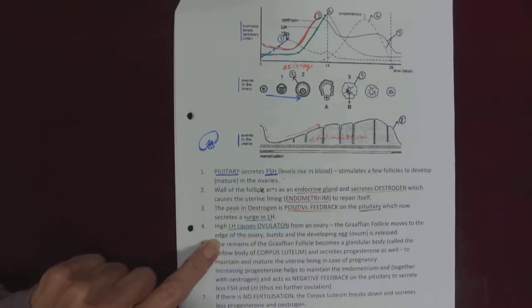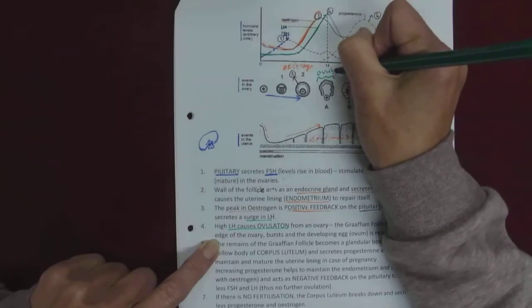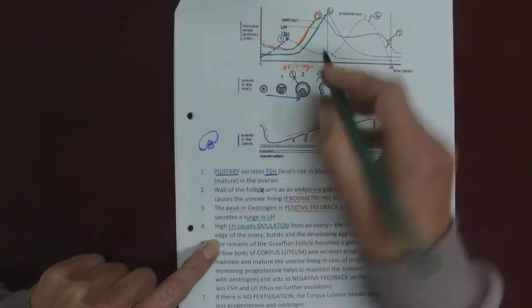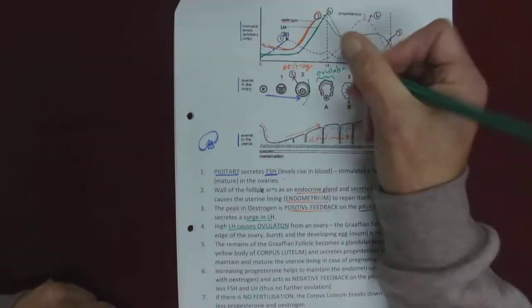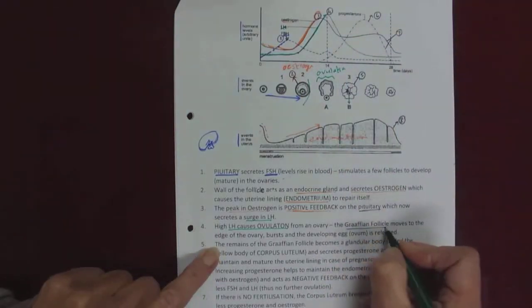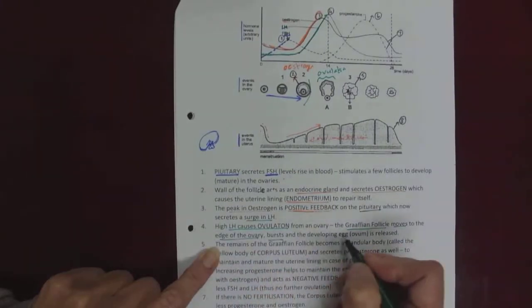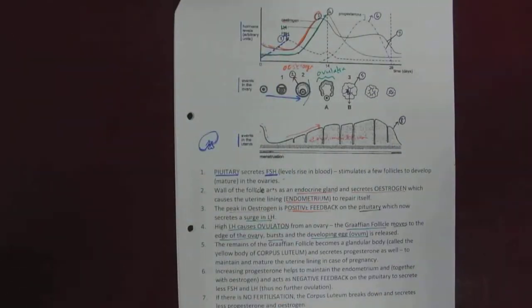What does LH do? L for ovulation, L, okay? LH causes ovulation. So in other words, this follicle moves to the edge of the ovary, and it bursts open, and then the developing egg is released, and that is the moment of ovulation. The Graafian follicle moves to the edge of the ovary, bursts, and the developing egg or ovum is released. And remember, it's going to be drawn by the beating little fimbriae at the end of the fallopian tubes down into the fallopian tubes.